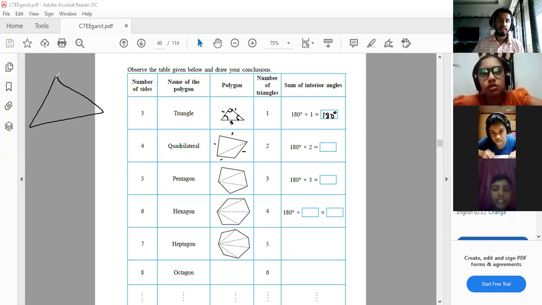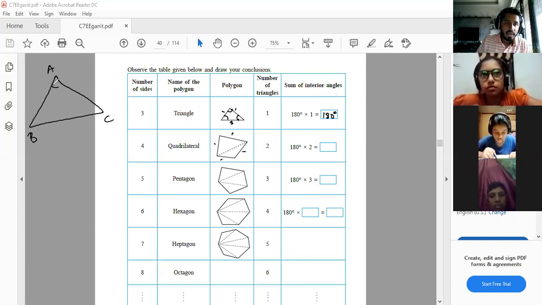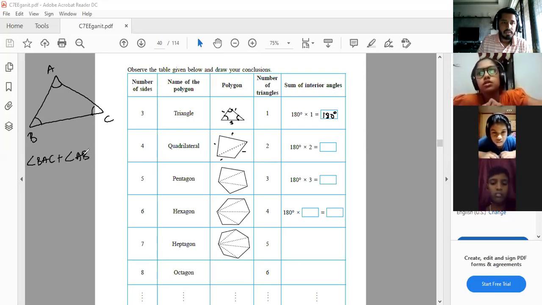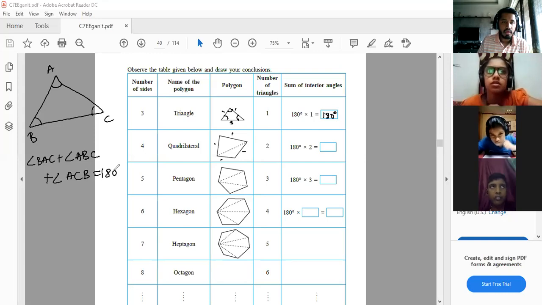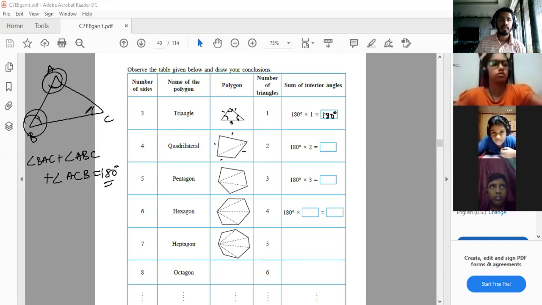Suppose I draw a triangle here and I name this triangle as triangle ABC. So angle BAC plus angle ABC plus angle ACB is equal to 180 degrees. Sum of all angles of a triangle is 180 degrees. That means this angle plus this angle plus this angle, all three together is equal to 180 degrees. Avni, pay attention.